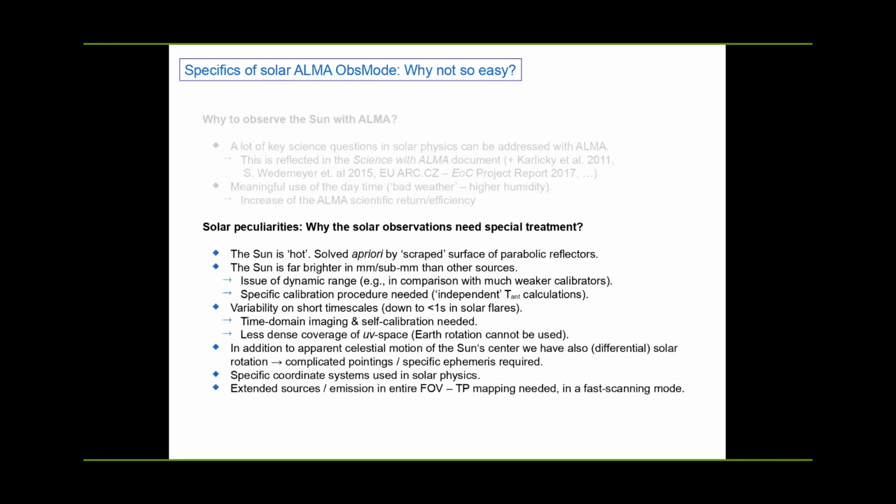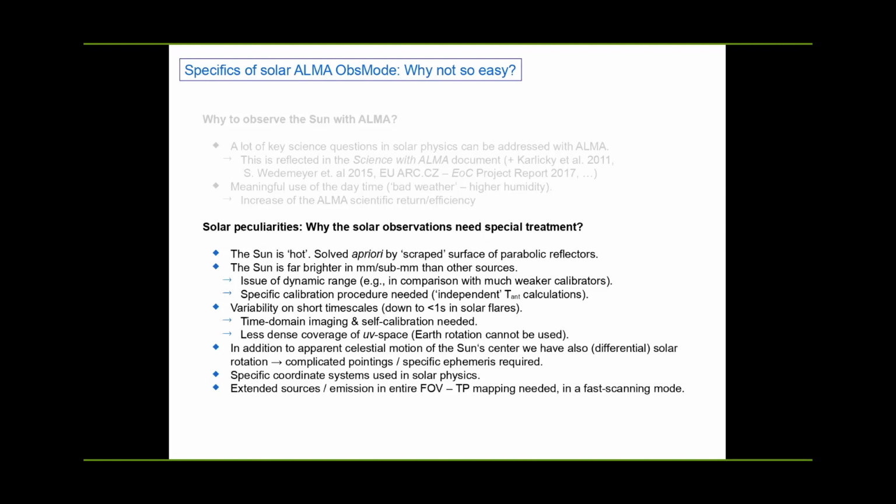We have variability on short time scales. The sun is changing. Of course, galaxies are also changing, but we are not able to resolve the spatial scales where we could really see the dynamics. But with the sun, yes, because the sun is much closer. So we need time domain imaging. Instead of having a snapshot, we would like to have a movie. And because phase variations in the atmosphere would be shaking the image, we need to do some self-calibration methods.